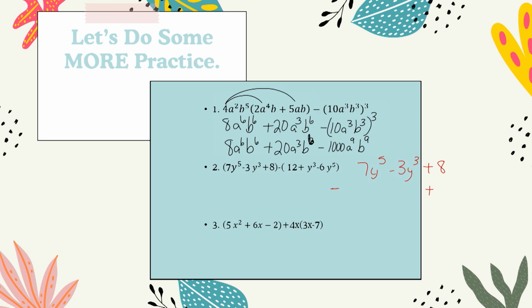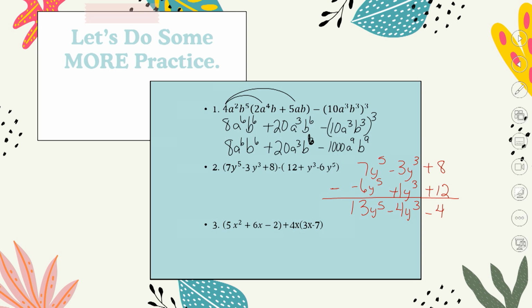So I have my constant, which is a positive 12. I have my y to the 3rd, which is positive with an understood 1. And then I have a negative 6y to the 5th. Now I can just simply subtract. 7 minus a negative 6, when I subtract a negative, that's just like adding. So I'm going to have 13y to the 5th. Negative 3 minus 1 is going to give me a negative 4y to the 3rd. And then 8 minus 12 is going to give me negative 4.